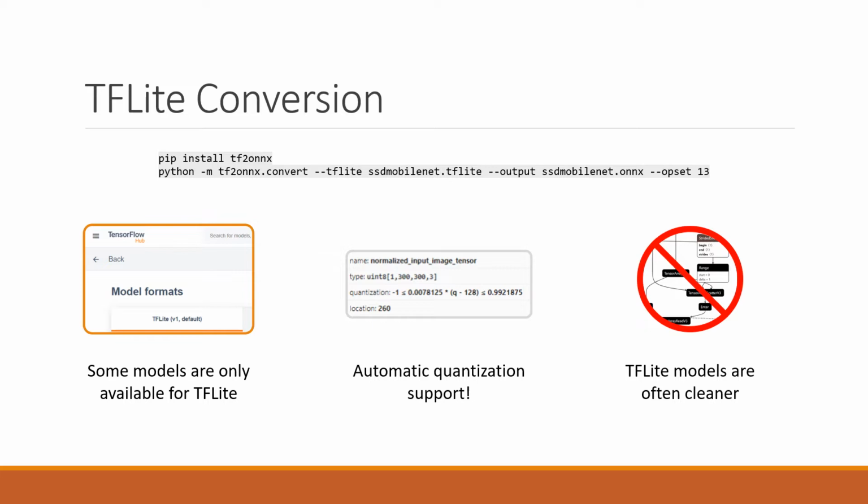Direct conversion is particularly useful when a model is only published in the TF-Lite format, or when you want to utilize optimizations that are only present in the TF-Lite version of a model, such as quantization. Also, TF-Lite models are generally simpler than their TensorFlow counterparts, so TF to ONNX may be able to convert the TF-Lite version of a model even if conversion from TensorFlow fails.